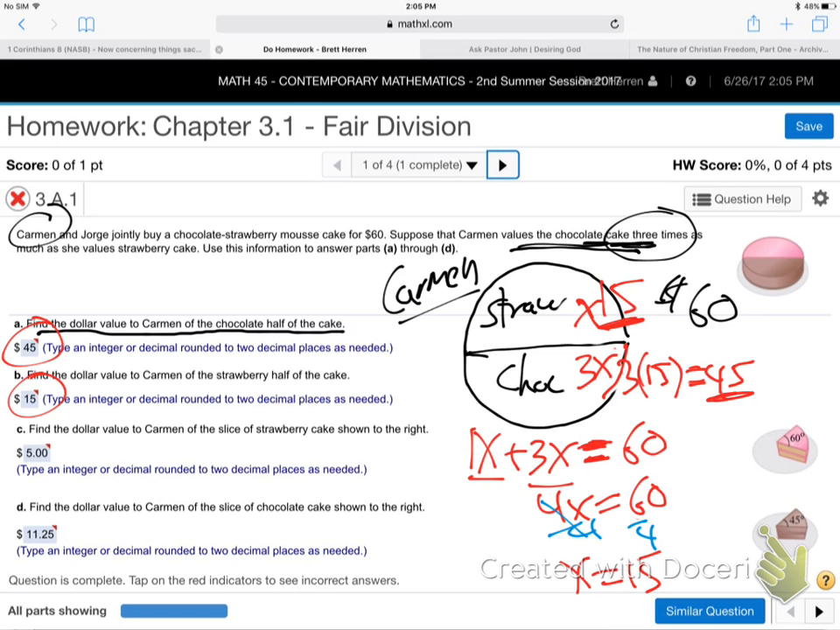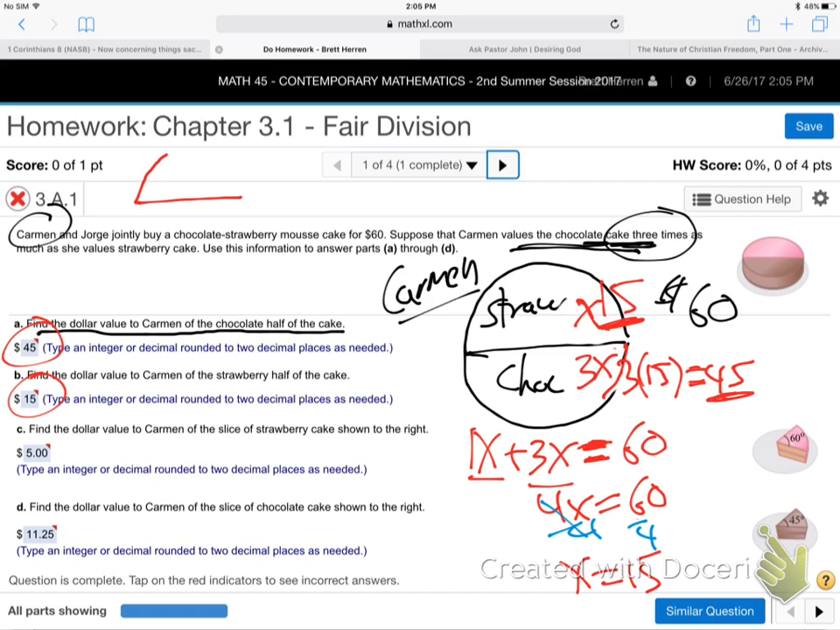Find the dollar value to Carmen of the slice of strawberry cake shown to the right. How much is that 60-degree angle strawberry chunk worth to Carmen? How do you take like an angled cake? Nobody talks that way, huh? I'm going to cut a 60-degree piece. But what can we do with it? You don't have to know a bunch of geometry. You really don't.